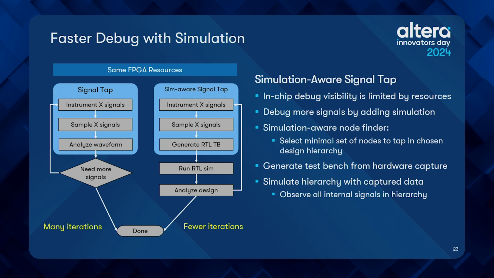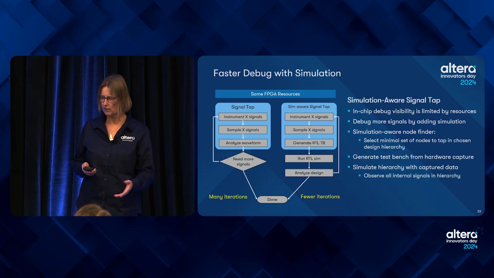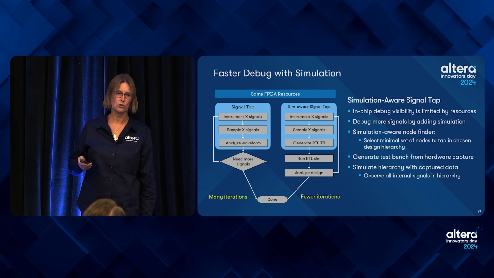So my last topic, this is my last slide: faster debug with simulation. When you do in-chip debug in Quartus, you use SignalTap. On the left side, it shows the flow that you go through. So you instrument some signals after elaboration, and then you run a full compile, you run your design on the board, you sample these signals and analyze the waveform to get more insight into what your design is doing. And typically, you didn't get all the right signals, so you have to repeat this process. And there's only limited resources available, so you can't just add all the signals.